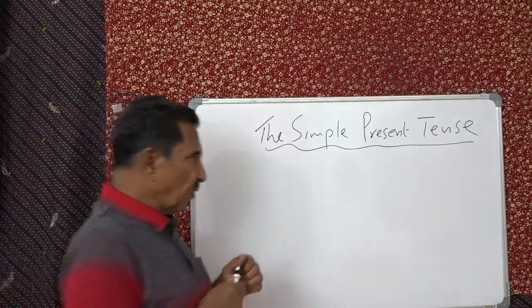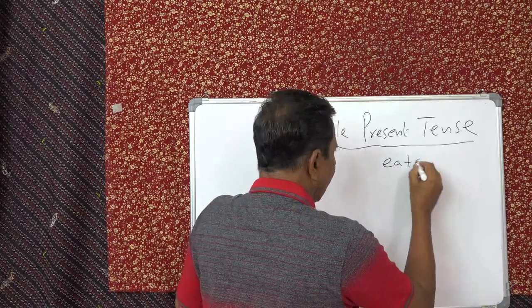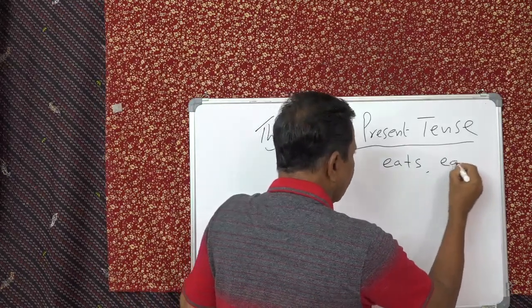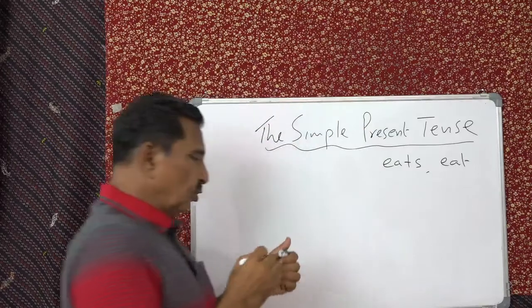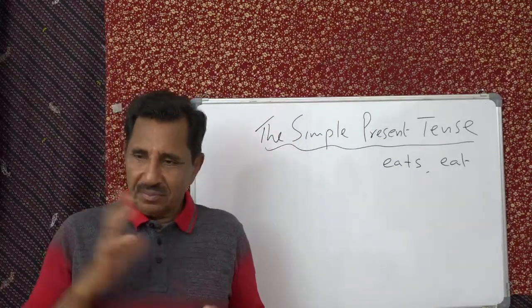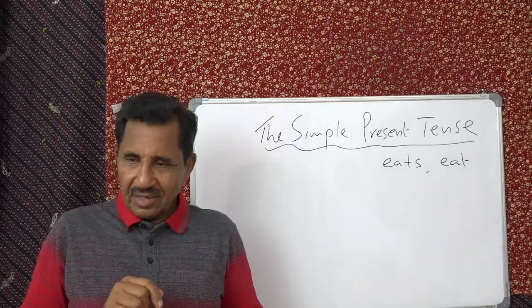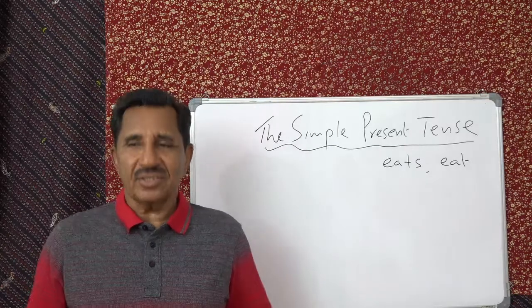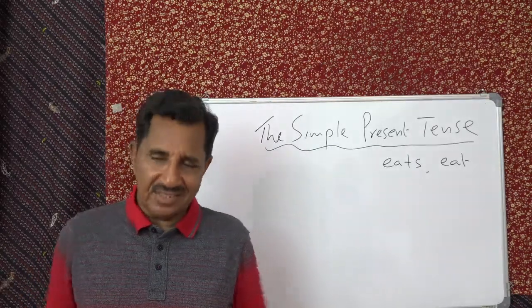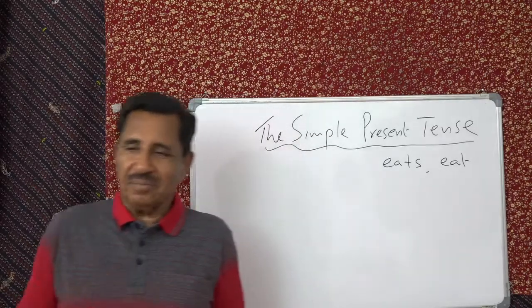So, what are the forms of the simple present? The forms are one with S and the other one without S. There are only two forms in the simple present tense for verbs. One you add S at the end and the other one, no S. Free of S. No problem.